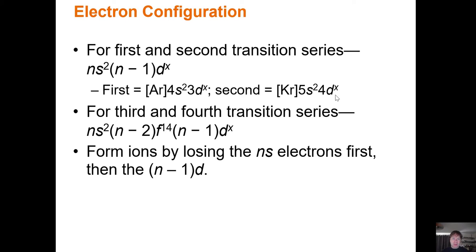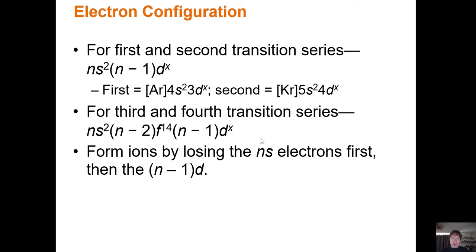For the third and fourth series, we also have the f's. So we have (n minus 2) f14 and then (n minus 1) dx. We're not going to worry too much about the f's in this class.